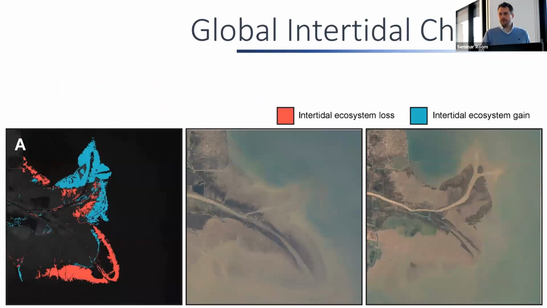So in the title of the talk, I wanted to move from these global scale analyses down to more local scale and national scale data. And you can do this within this data set. What we're showing here is losses and gains of salt marshes and tidal flats following the diversion of the main channel of the Yellow River in China.